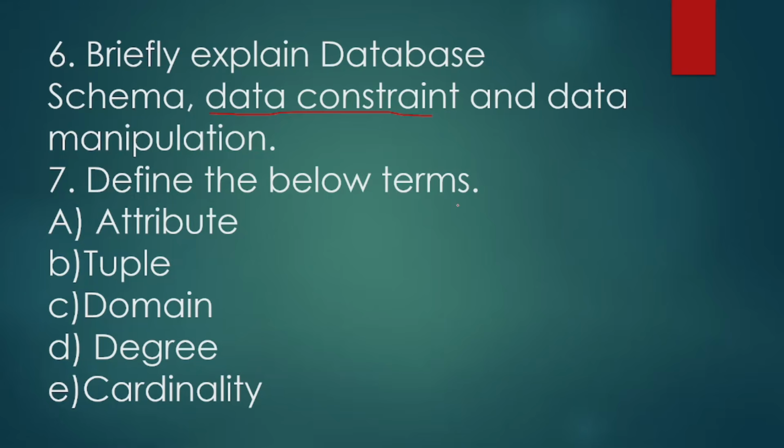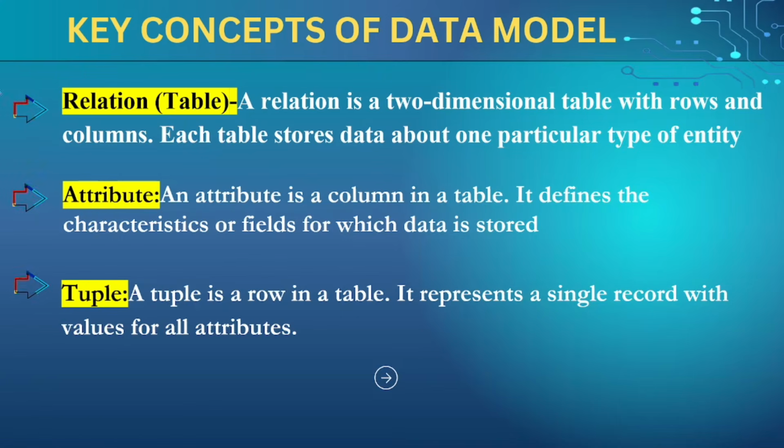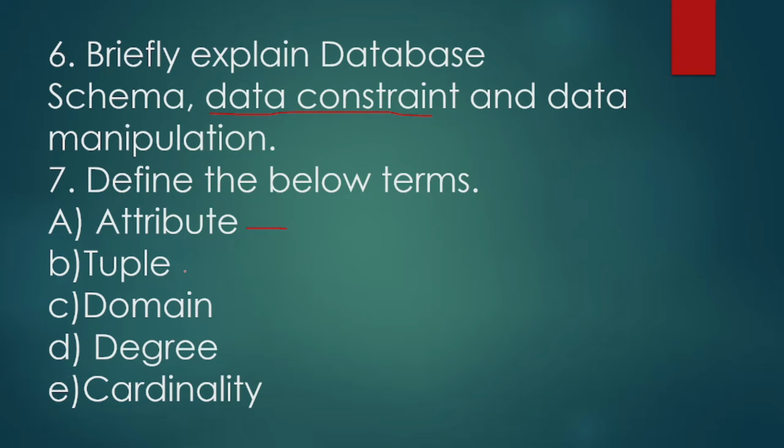Next one, define the below terms. All these key terms in the database are very important. So what is the meaning of attribute? In a relation, an attribute is a column in a table. It defines the characteristics or field for which data is stored. The important keyword, at least you can mention, is that an attribute is a column in a table, and it describes the characteristics of the column.